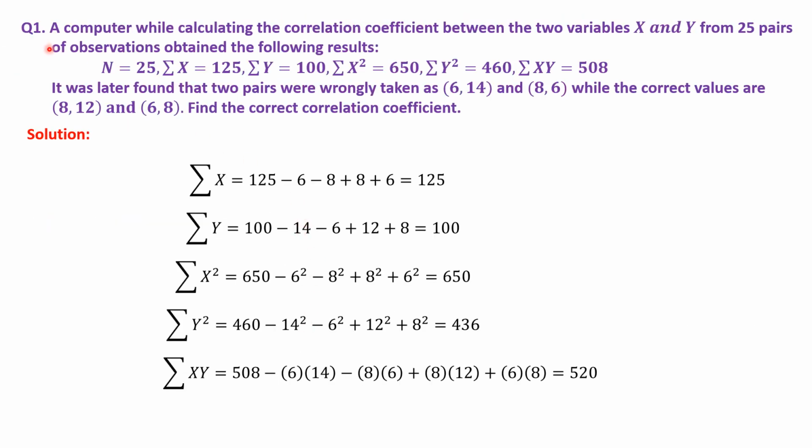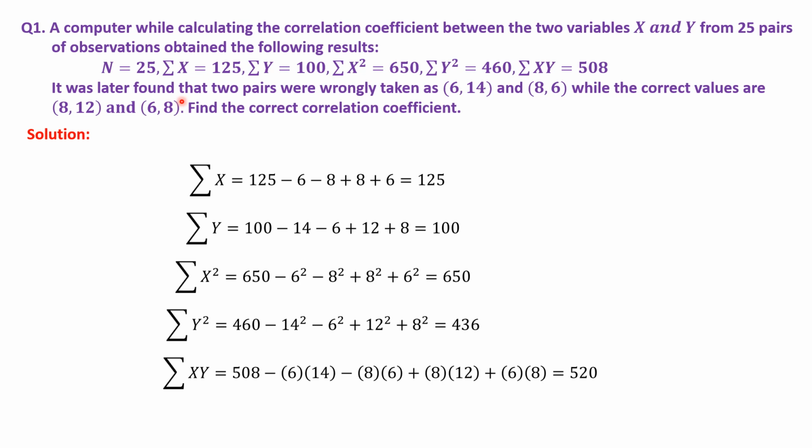So let's begin with question number 1, which reads this way. A computer, while calculating the correlation coefficient between the two variables x and y from 25 pairs of observations, obtained the following results. So we are given 25 pairs of values. And as I told you, the data is not explicitly given here, but the sum totals are directly specified to us. So we have this summation of all the values of x, sigma y, sigma x square, sigma y square, sigma xy. So all the values have been specified. Totals are given to us.